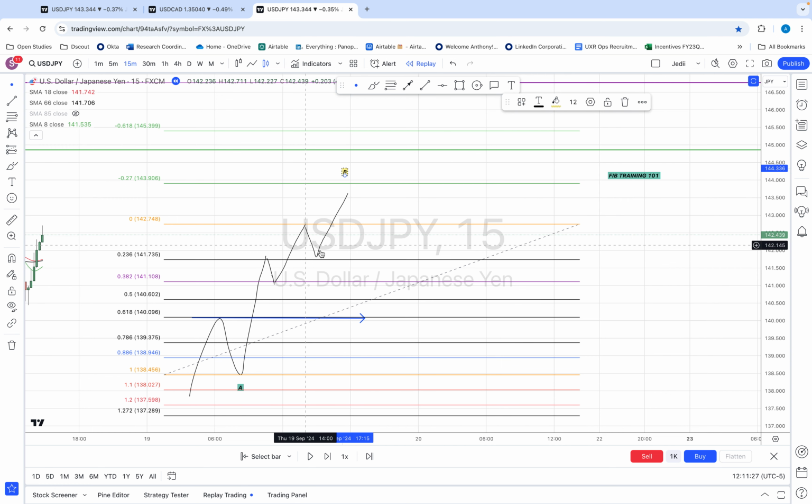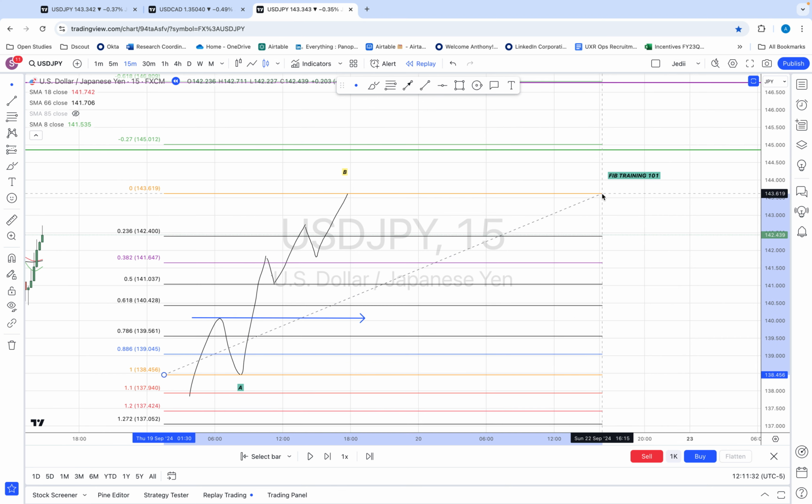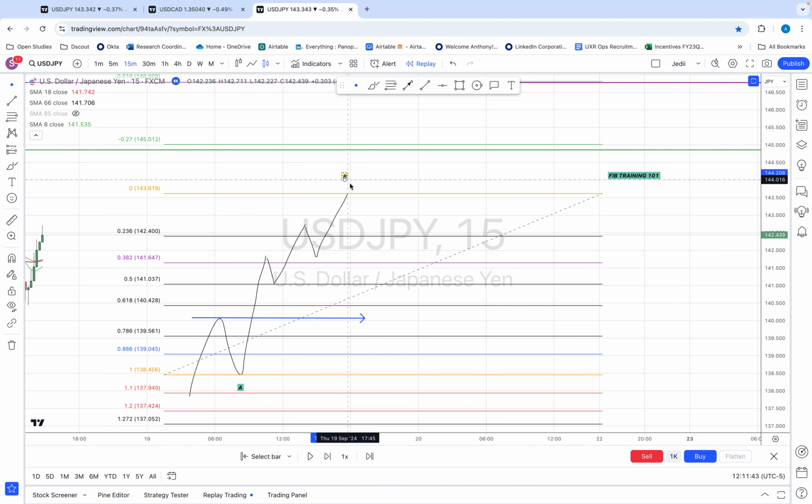So came down to the 23 again. I'm going to modify my Fib. Modify the Fib right there. Boom. Okay? So now what we're looking at is we're seeing the market has done another one up to this level. We don't know just yet. So let's just say the market came down.